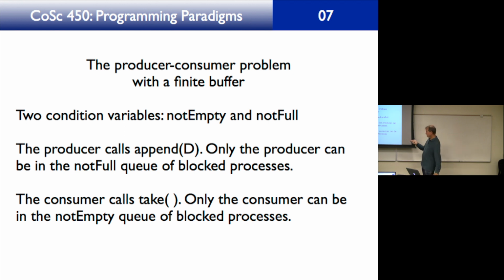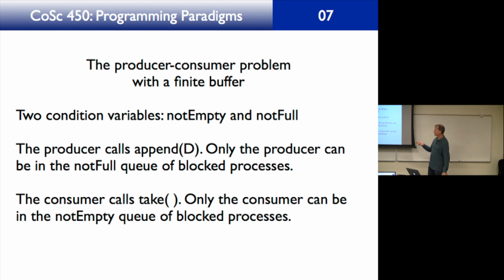All right, now, so the way we're going to solve the producer-consumer problem with the finite buffer is we've got two condition variables, not empty and not full. Now tell me, in a monitor, every condition variable has what associated with it? A queue of what? Processes that are blocked. A queue of blocked processes. Okay, so there's going to be a queue for not empty, and there's going to be a queue for not full. Is everybody with me on that?